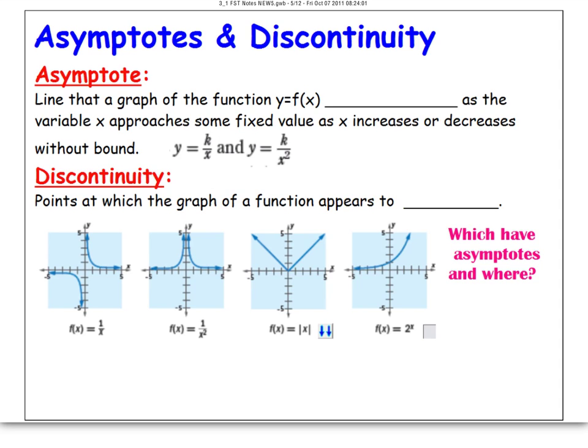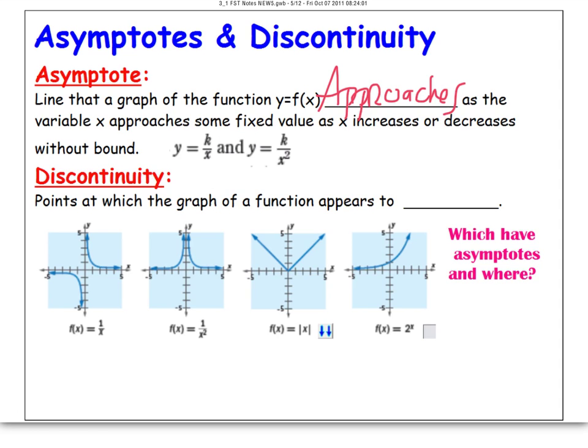It's a line that a graph of the function y equals f of x approaches as the x value approaches some fixed value as x increases or decreases without bound. And it's typically going to be graphs that are some number over x or some number over x squared. Let's go back a few parent functions.